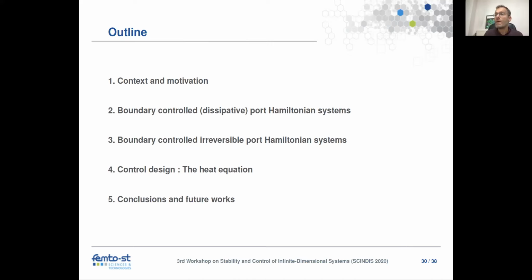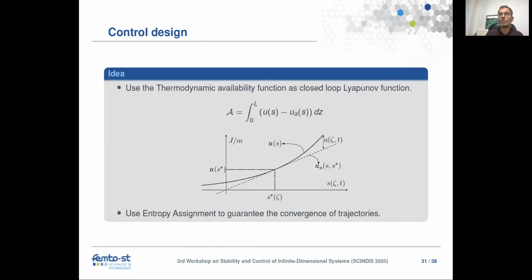But the aim is to see if this knowledge that we add in the way we write the equations may be helpful for control design or for analysis in a general sense of the systems. And it's what I'm going to explain on this simple example. It's just a preliminary result on the toy model of the heat equation that I would like to control. So in order to control the heat equation, I'm going to use what we call the availability function.